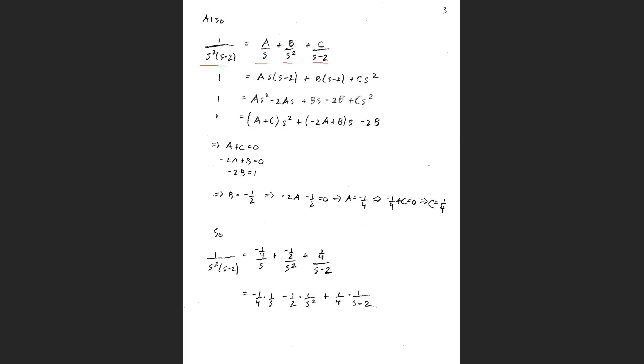When you do the partial fraction expansion, you'll see that b equals negative 1/2, a equals negative 1/4, and c equals 1/4. And so the rational function is going to equal negative 1/4 times 1 over s, minus 1/2 times 1 over s squared, plus 1/4 times 1 over s minus 2. Let me say it again. The rational function here will expand out as negative 1/4 times 1 over s, minus 1/2 times 1 over s squared, plus 1/4 times 1 over s minus 2.